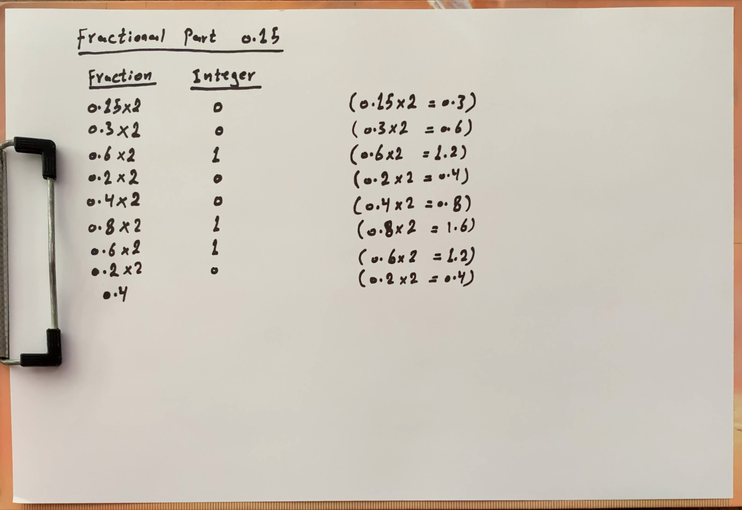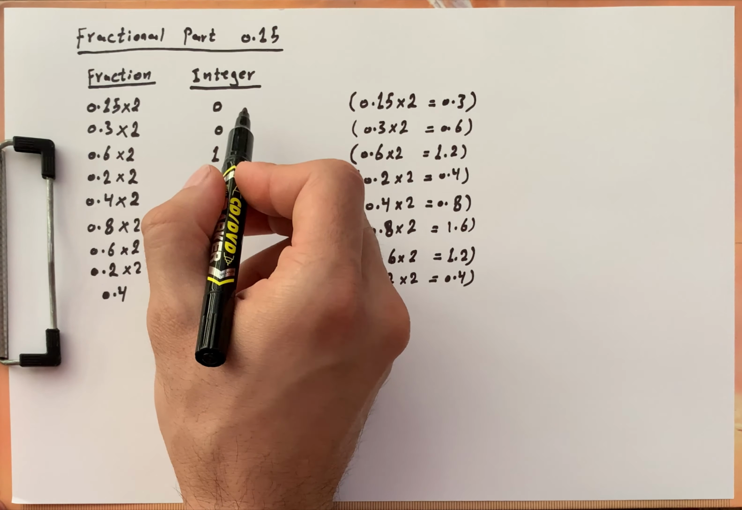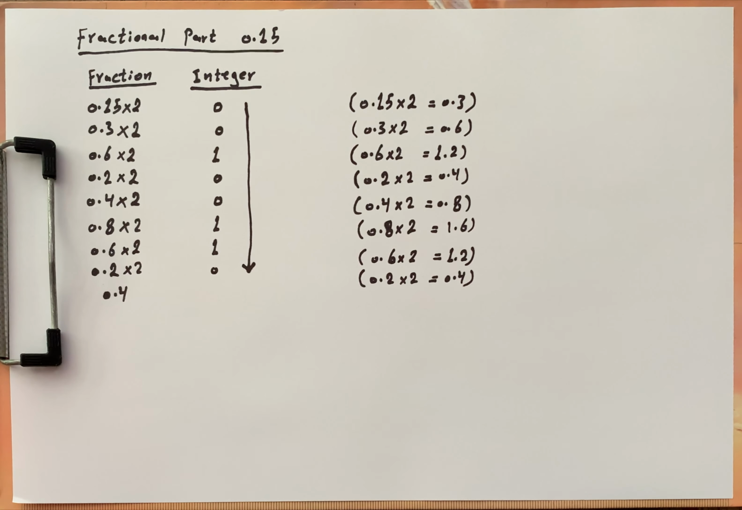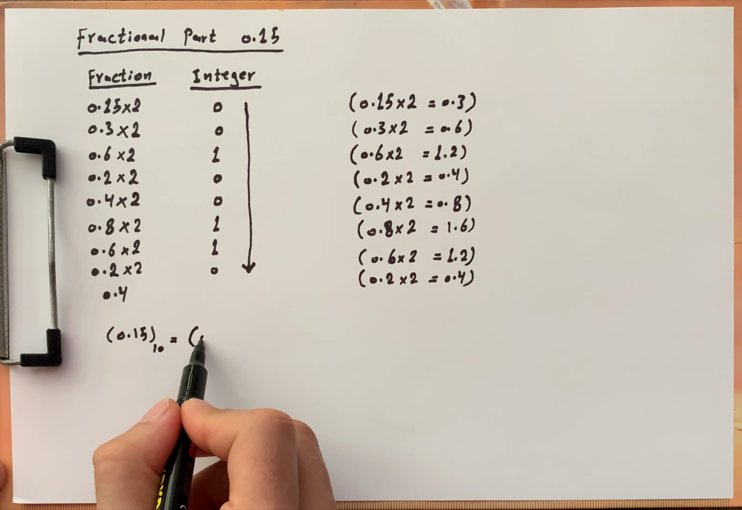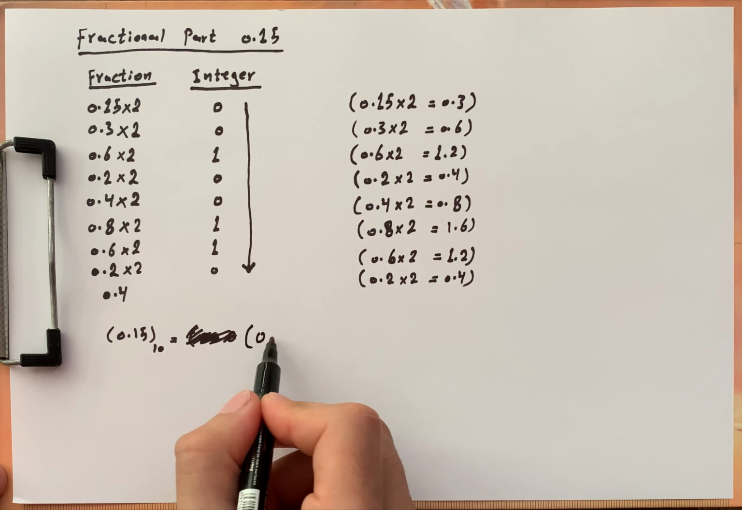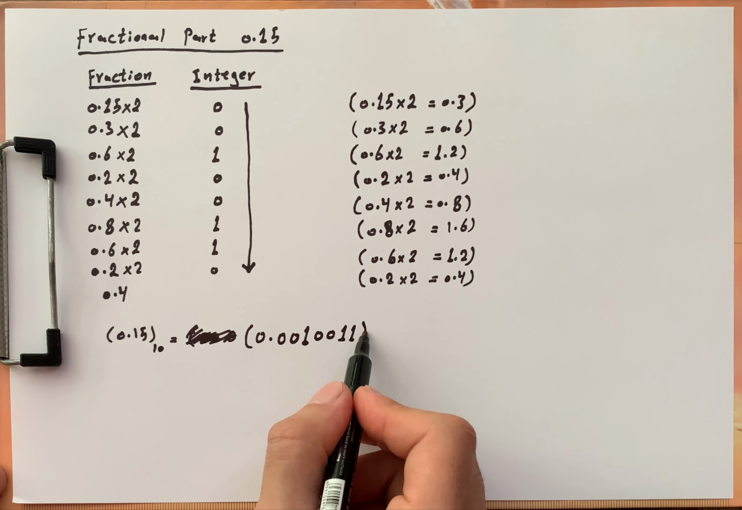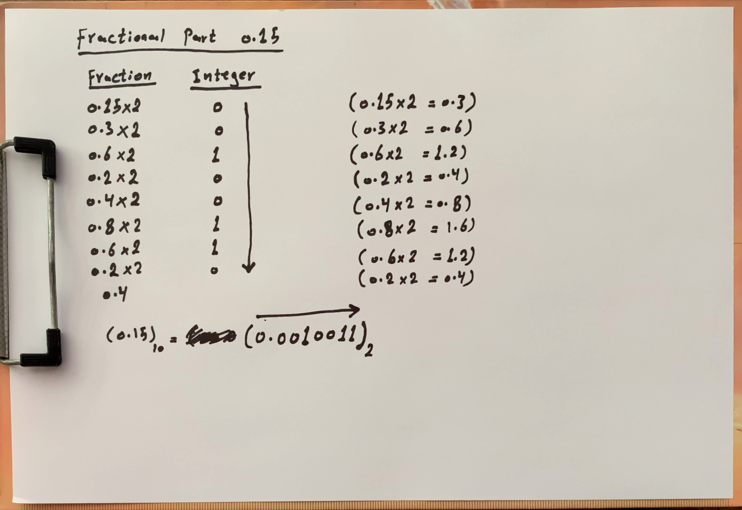Stopping at 8 decimal places. Traverse the integer column from top to bottom. So the number 0.15 in decimal is equal to 0.001011 in binary. Now we add the two converted parts together.